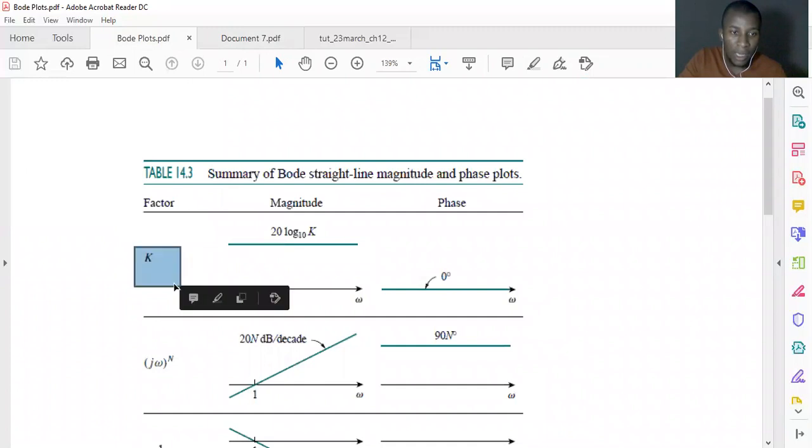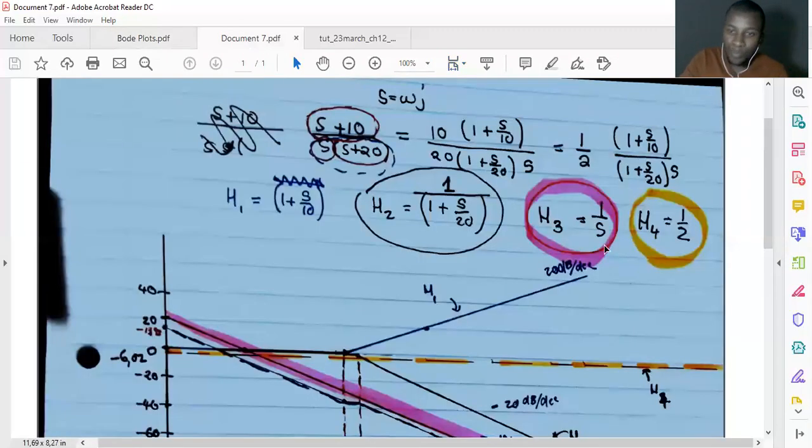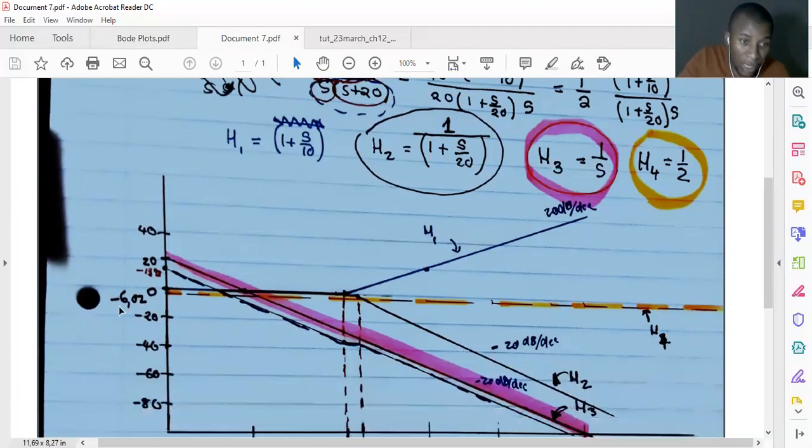We see here a constant. You just say 20 log the constant, and then 20 log a half is just negative 6.02. So here it is, and it's a constant. It runs throughout, and it has a slope of 0.